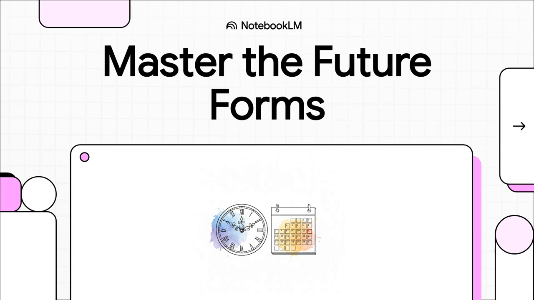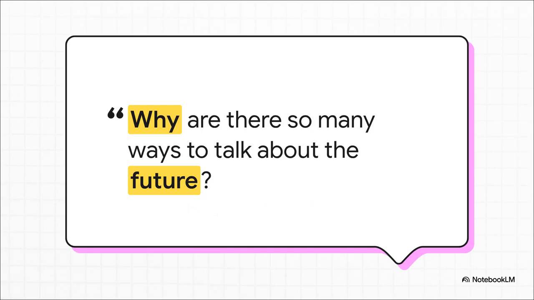Welcome to the Explainer. Today, we're unpacking something that honestly trips up so many language learners. We're talking about why English has so many different ways to talk about the future, and way more importantly, how you can actually master them effortlessly. If you're an intermediate learner, around that B1 level, consider this your ultimate guide to finally making sense of the whole shebang.